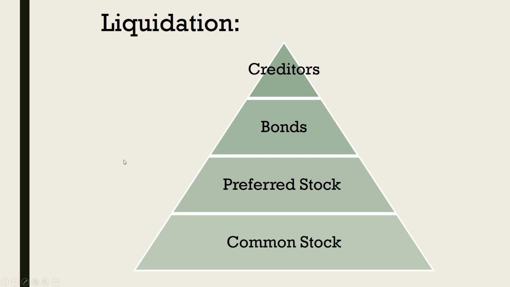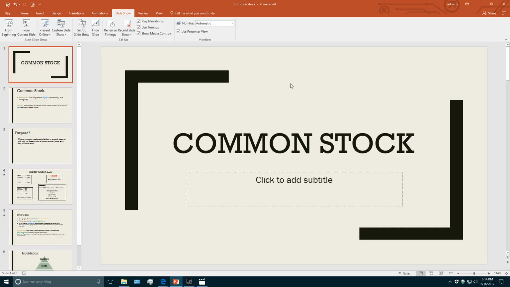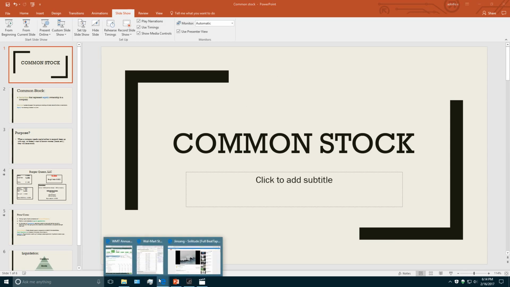But there is a hierarchy. Common stock is the bottom of the priority, with preferred stock up on top of common stock, and then bonds, and then creditors. I'm going to show everything here that you don't understand. I will do a video about it. Hopefully it makes more sense. Alright, so let me show you an example.